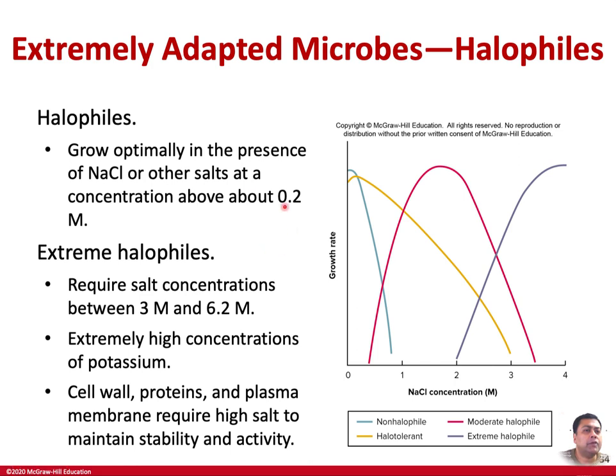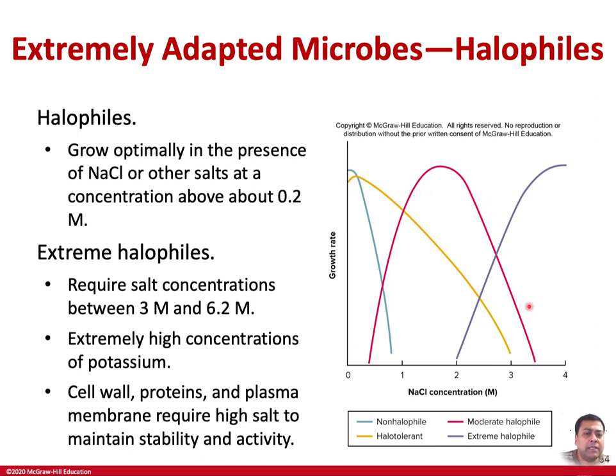Here is an extreme example of adapted microbes, known as the halophiles. These are very salt tolerant and grow optimally in the presence of sodium chloride or other salts at concentrations above 0.2 molar. Some of the extreme halophiles can require salt concentrations of 3 molar up to 6.2 molar. These are found in some salt mines as well. An extremely high concentration of potassium is also required, and the cell wall proteins and plasma membrane require high salt to maintain stability and activity.